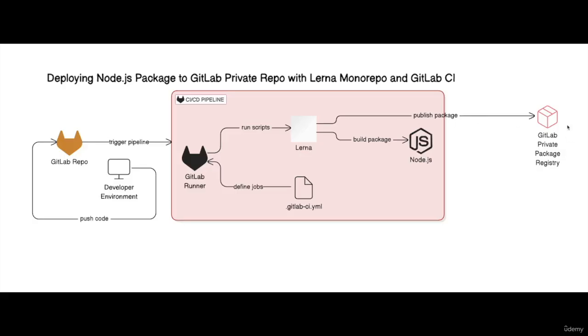If we are using GitHub, then we need to use GitHub Actions. If we are using GitLab, then we need to write a GitLab CI YML, and with that GitLab CI YML, we need to write publish, release, test, build, all these different jobs, so that we should be able to deploy the package to the GitHub or GitLab private NPM repository.